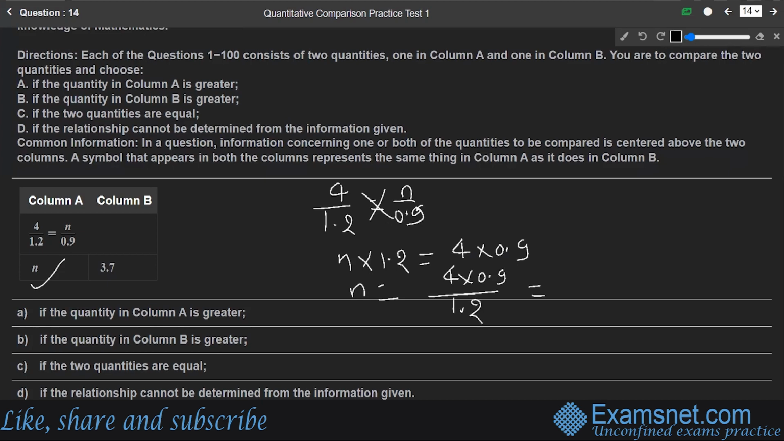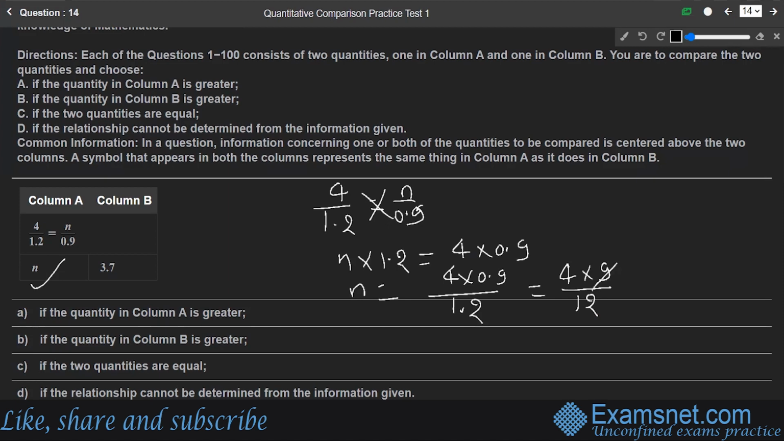Okay, if we remove the decimals, it comes out to be 4 into 9 by 12. We have removed the decimal. We have shifted the decimal one place in the numerator also, and one place right on the denominator also. So no multiply or no divide is more required. Now 4 into 9 by 12, this is what's supposed to answer.